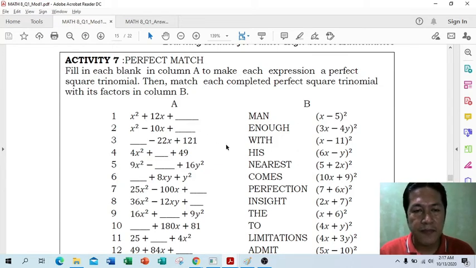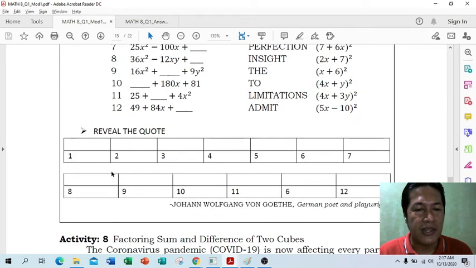Number 1. 36. 6. Kani? X plus 6 squared. Perfect square trinomial tayo niya. Asa may ibutang? Dili na siya. Number 1. Okay. Reveal the quote.